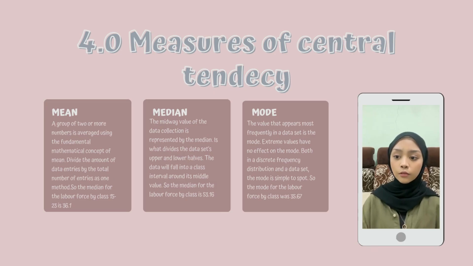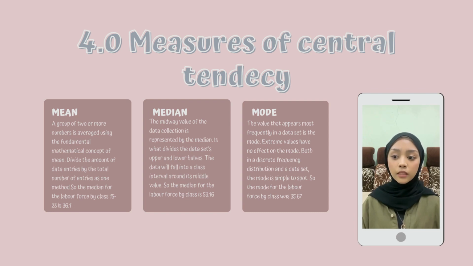Next, I'm going to explain the mean, median, and mode. For the mean, a group of two or more numbers is averaged using the fundamental mathematical concept of the mean. There are various methods for calculating the mean of a given set of numbers. We divide the sum of the data by the total number of observations as one method. So, the mean for the labor force by class is 31.6.